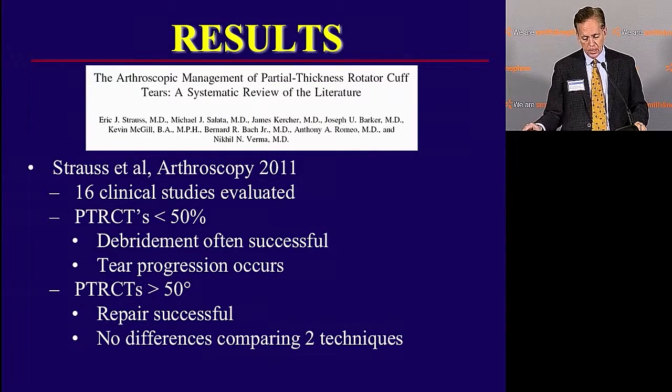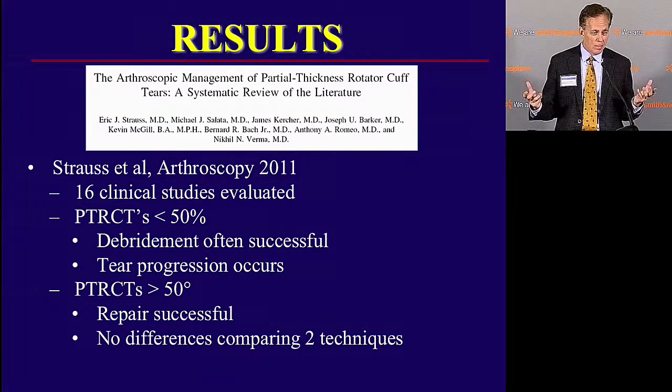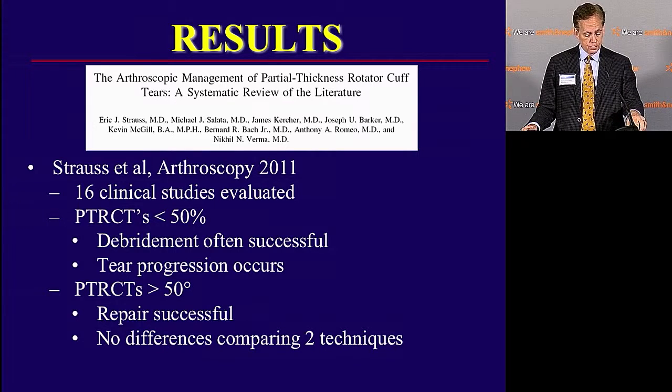And also, in a systematic review of the literature in 2011, they looked at 16 studies evaluating these partial thickness tears as it pertains to debridement, repair, and the different techniques for repair, and found that for superficial type tears, debridement, while we know they may progress, at least in the follow-up from the study, showed successful outcomes. And lastly, for these partial thickness tears that are greater than 50%, the repair is successful regardless of these two techniques.